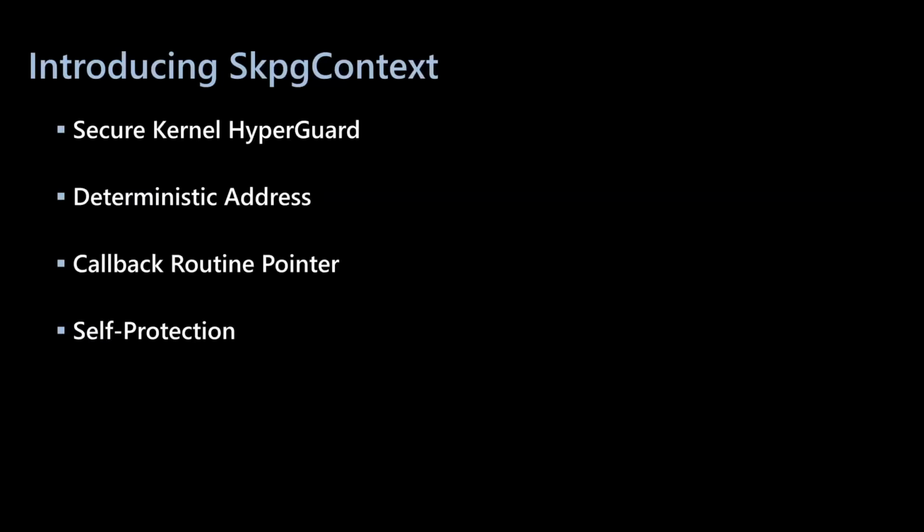Let me introduce the SKPG context a little bit. It is a core data structure used for SecureKernel HyperGuard. We already know that its address is predictable, a very good, stable target. I should take advantage of this fact. There are quite some interesting fields in it, including 2 callback routine function pointers. I have to be very cautious since it is self-protected.